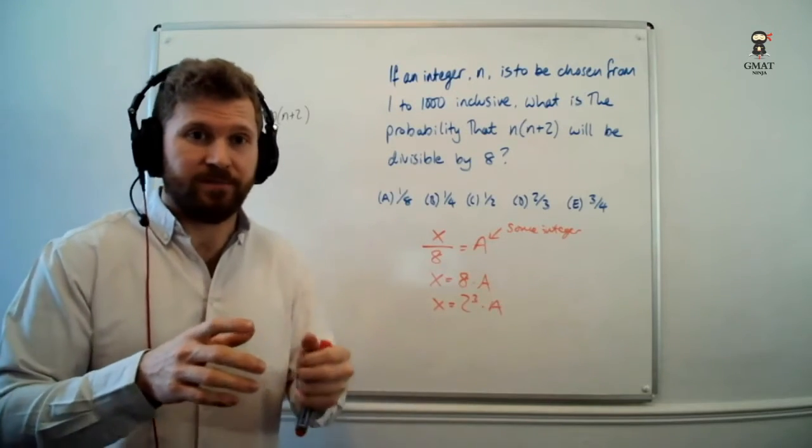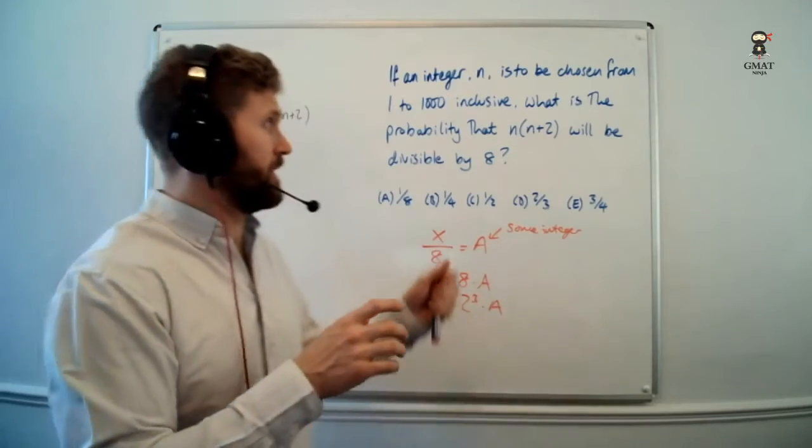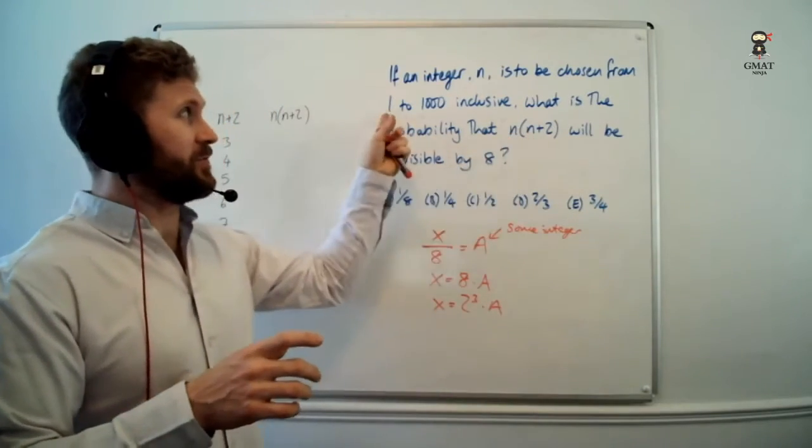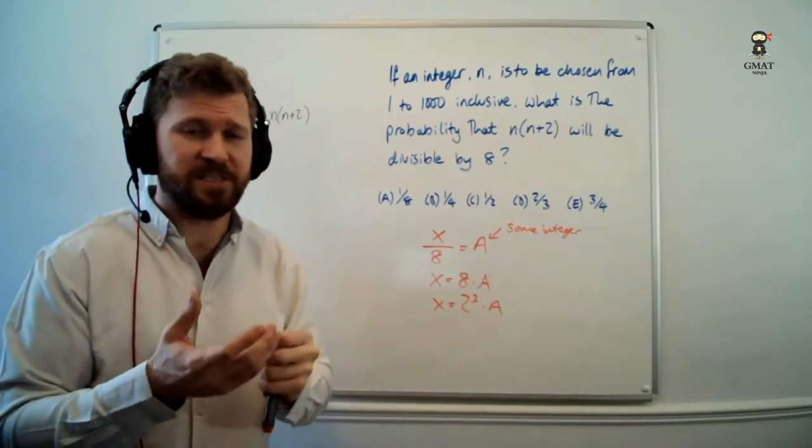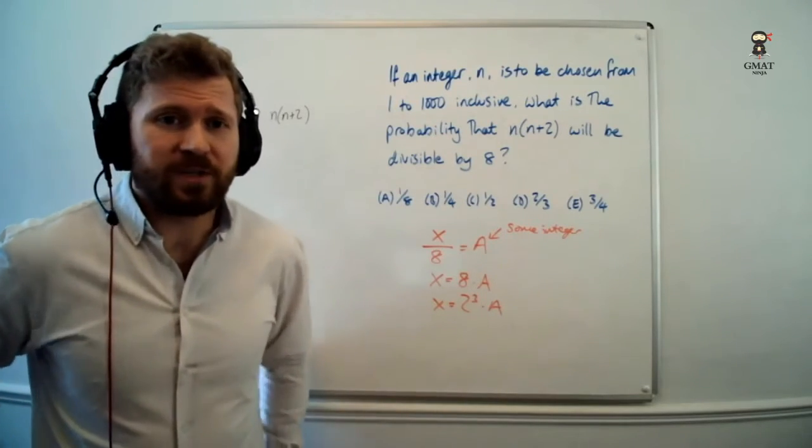Now, in this question, there's a bit of a pattern going on here. We've got n times n plus 2 for all the numbers from 1 to 1,000. Again, I don't want to check every one. I want to find a way of seeing a pattern and seeing if I can shortcut this.